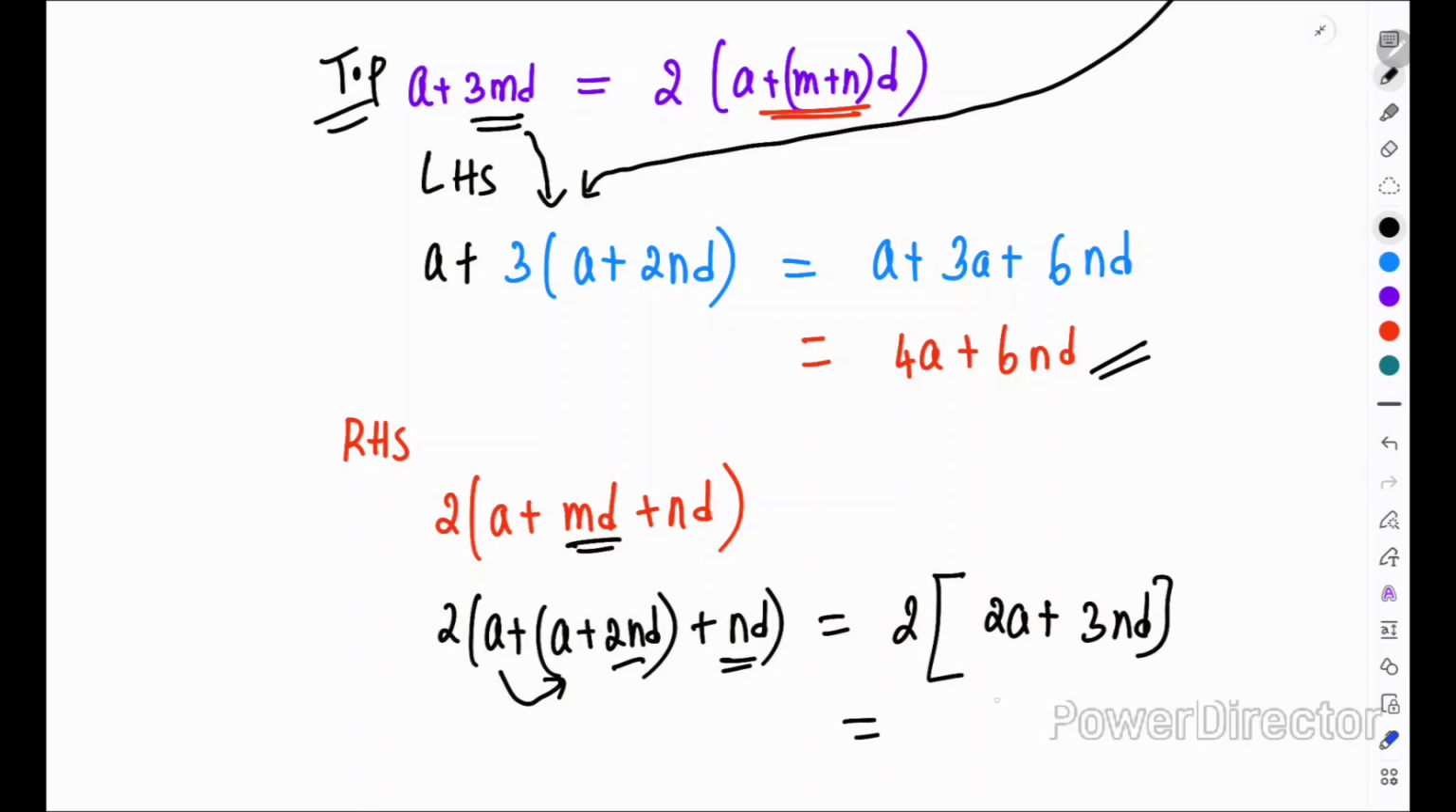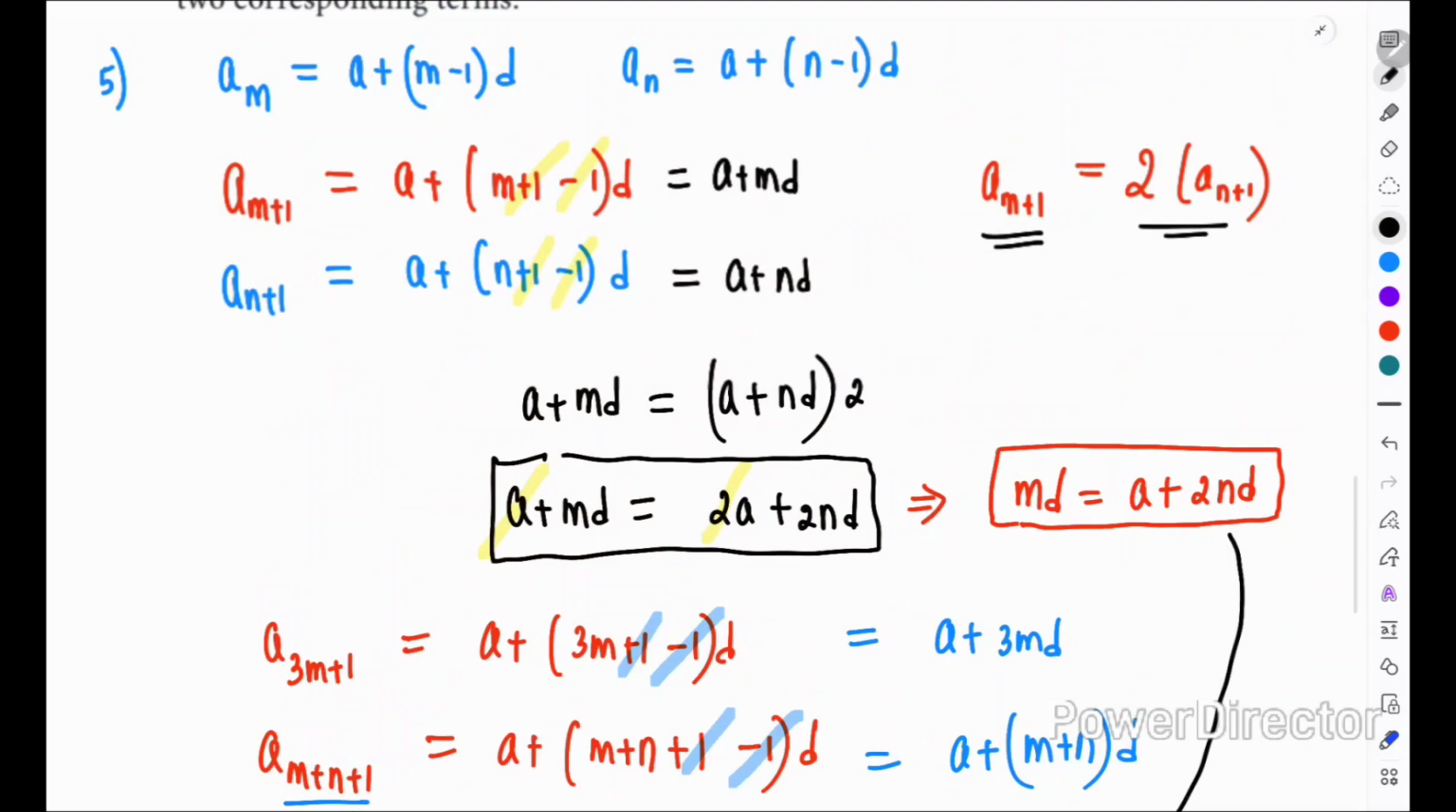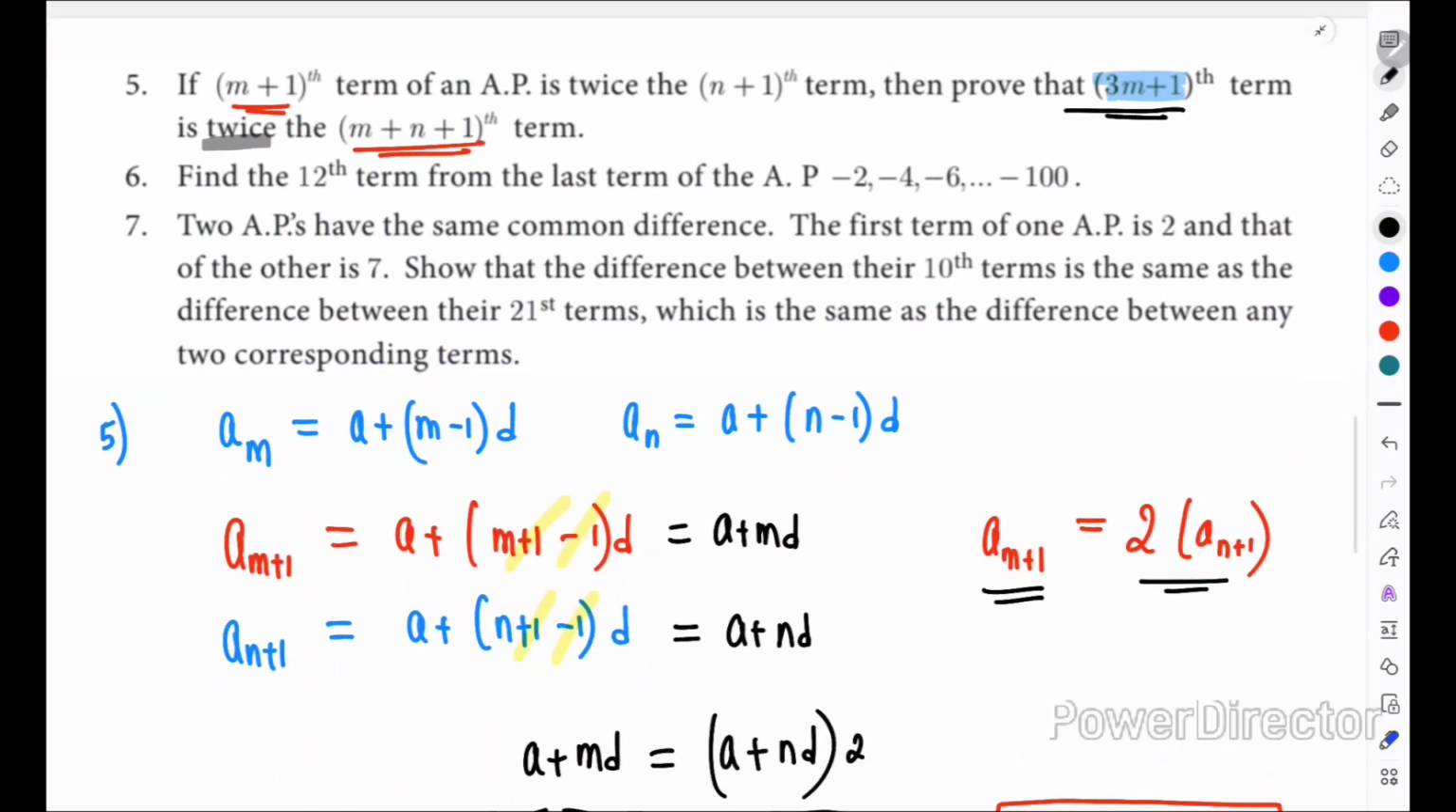Now what do I get? 4a plus 6nd. Yes, we have proved this. Since LHS is equal to RHS, I have proved the given question. You have to always satisfy the question. It's not directly telling that it is equal. You have to prove it. That's why they are asking us to prove that. Okay.